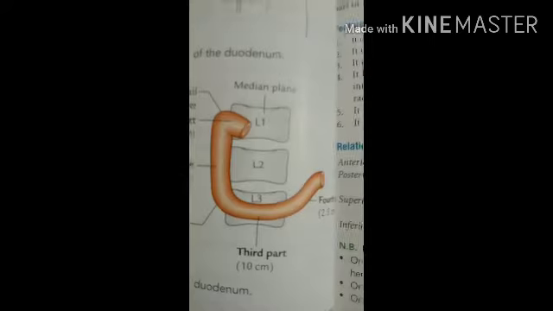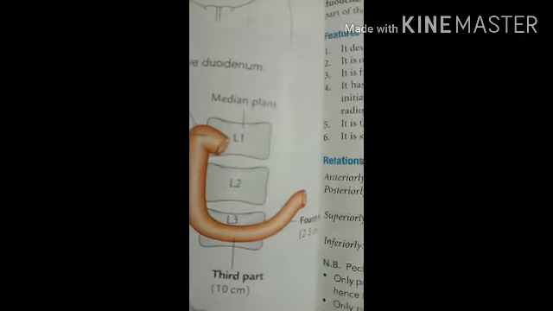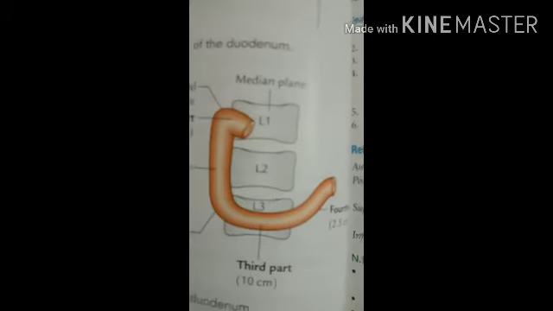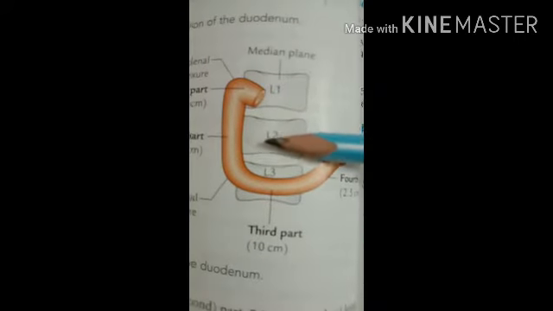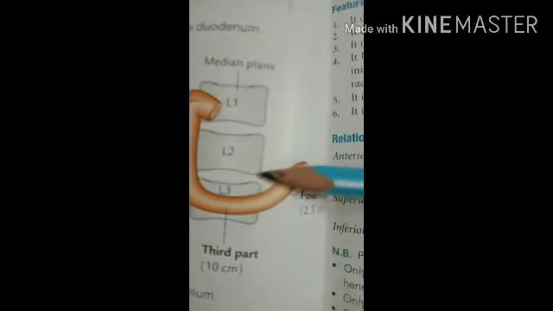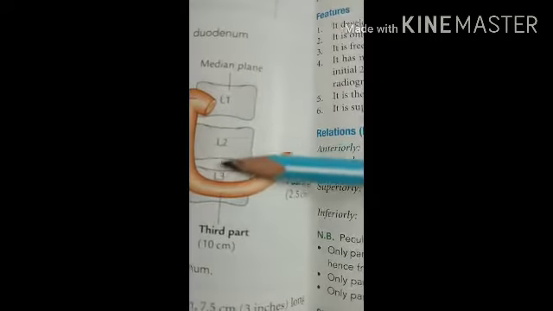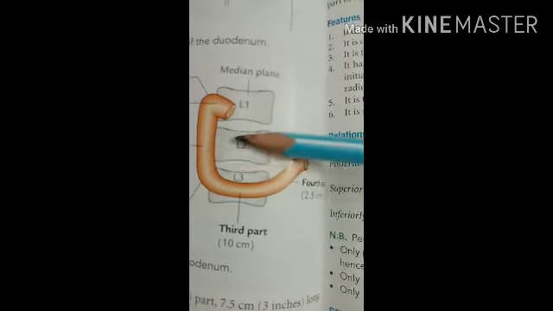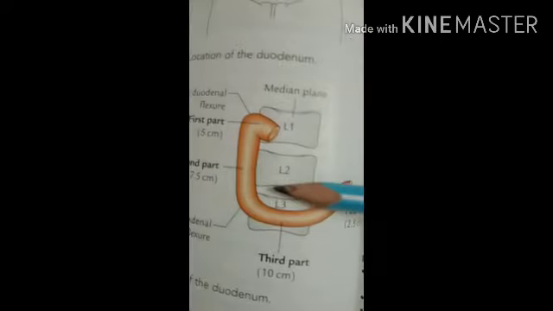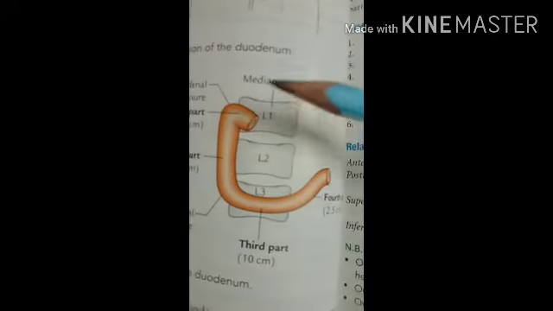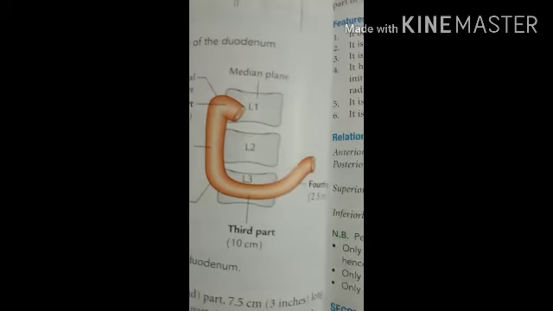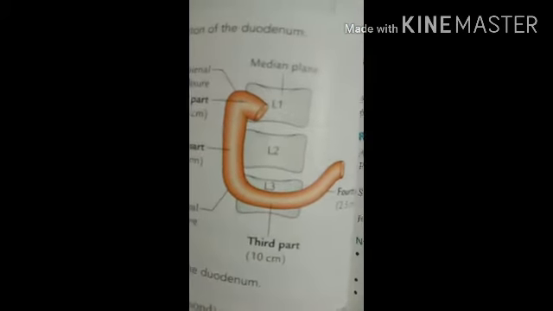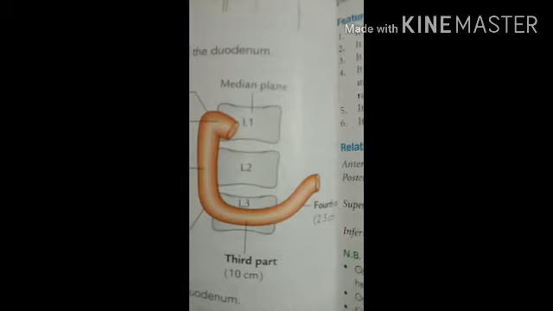Okay, then the next clinical point is Meckel's diverticulum. It may cause intestinal obstruction. Okay, then the acute inflammation of the diverticulum may produce symptoms similar to those of appendicitis. So it is very important to do the differential diagnosis between acute inflammation of the diverticulum and acute appendicitis.